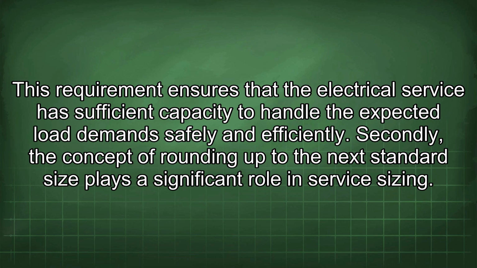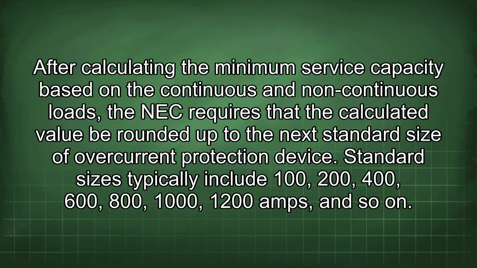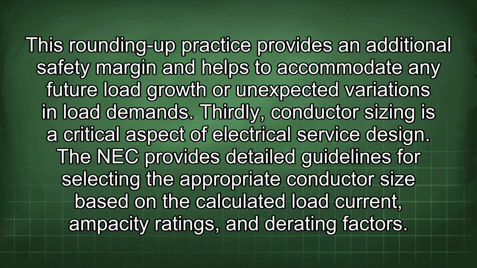Secondly, the concept of rounding up to the next standard size plays a significant role in service sizing. After calculating the minimum service capacity based on the continuous and non-continuous loads, the NEC requires that the calculated value be rounded up to the next standard size of overcurrent protection device. Standard sizes typically include 100, 200, 400, 600, 800, 1000, 1200 amps, and so on. This rounding up practice provides an additional safety margin and helps to accommodate any future load growth or unexpected variations in load demands.